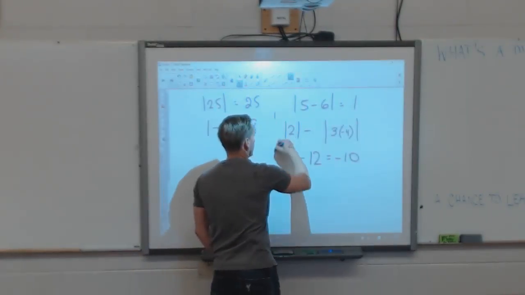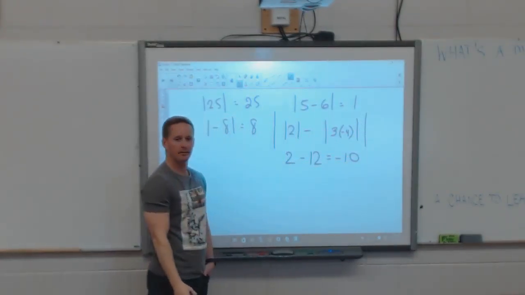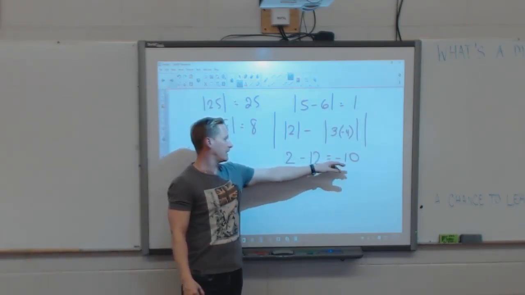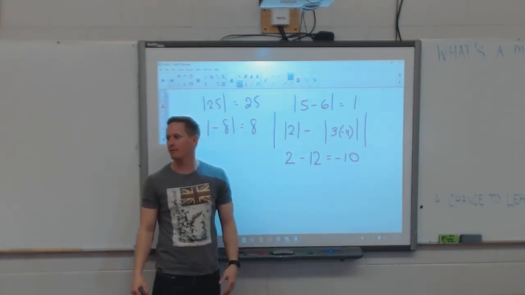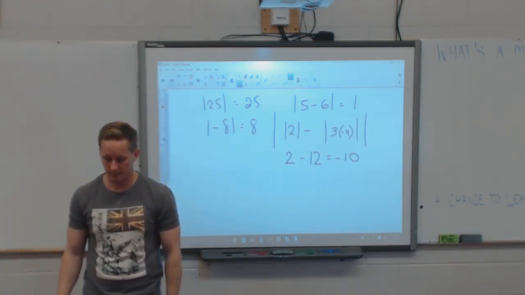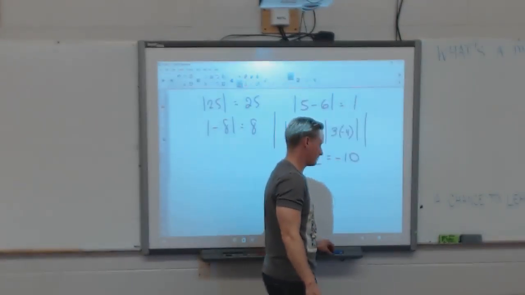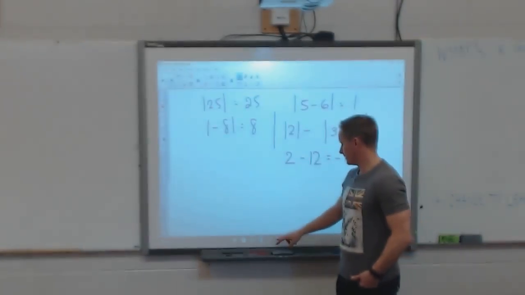Okay? If I had it like this, that would have changed it. Right? Because I would have solved it completely and then taken the absolute value of -10, which is 10. Right? So that's simple enough. Okay? Any questions about that? Didn't think so.